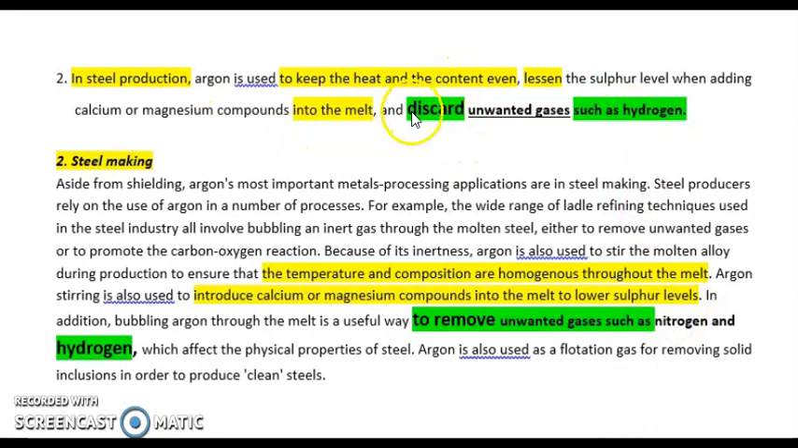And the final reason is to discard unwanted gases. This is the answer, such as hydrogen. So discard is a verb which is synonymous with remove here. To remove unwanted gases such as nitrogen and hydrogen. So if you follow again the sentences, you will see that the question uses the synonym of the words given in the reading text.